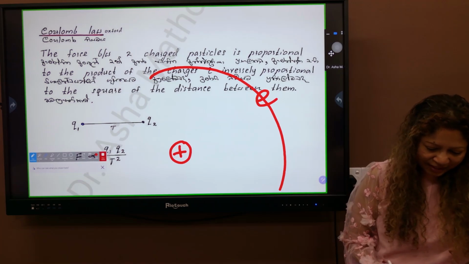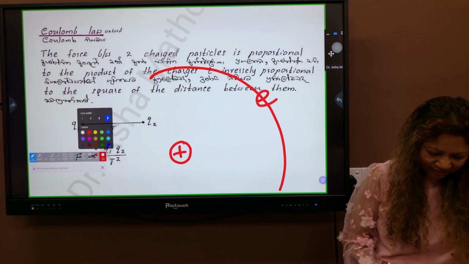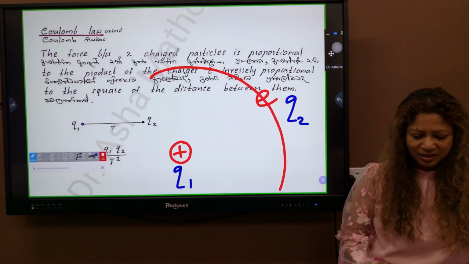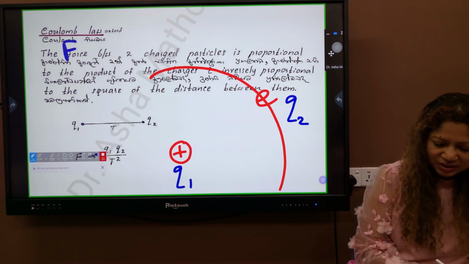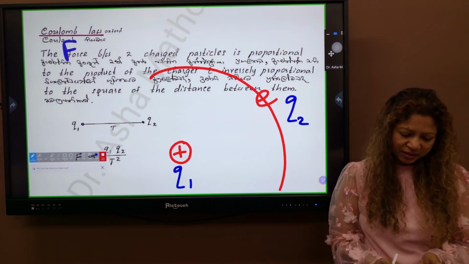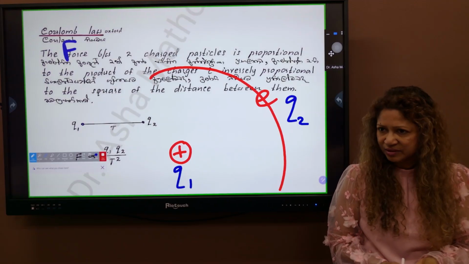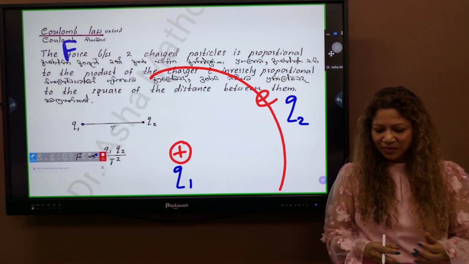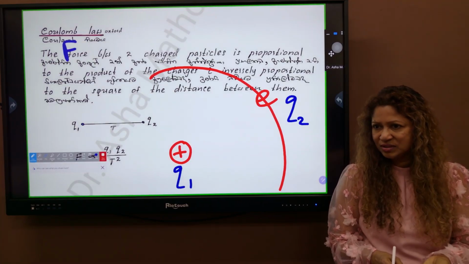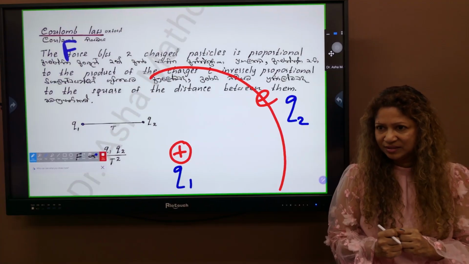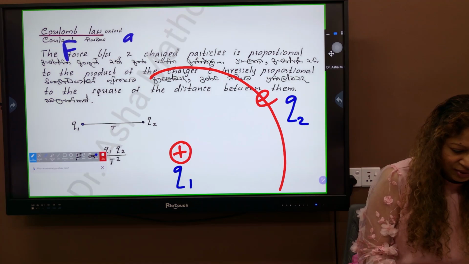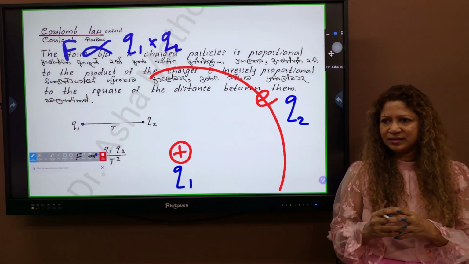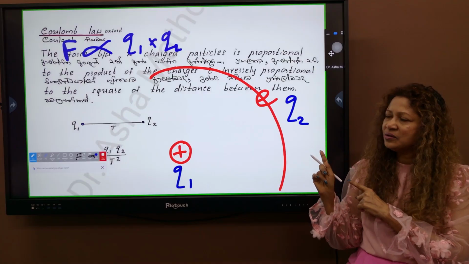Okay, so let's say this is Q1 and this is Q2. These Q1, Q2 are their charges. If the interaction between the nucleus and electrons is greater, then what happens? Is the charge supposed to be greater or less? When there is more charge inside the nucleus, more protons inside the nucleus, attraction is greater. So Q1 multiplied by Q2 is directly proportional to the force. Understood? That is a part of Coulomb's law.